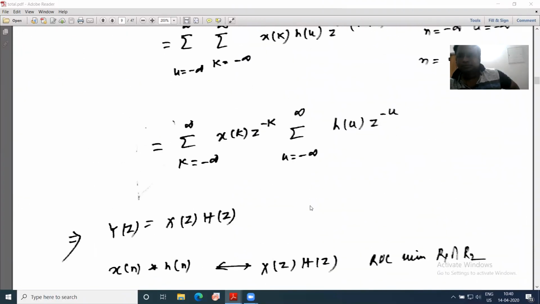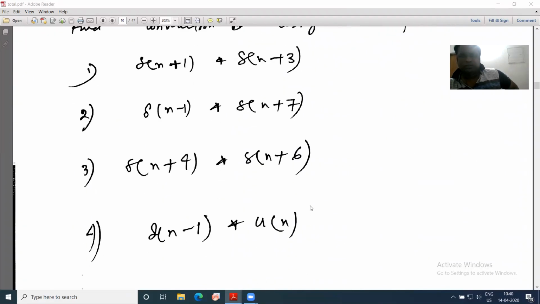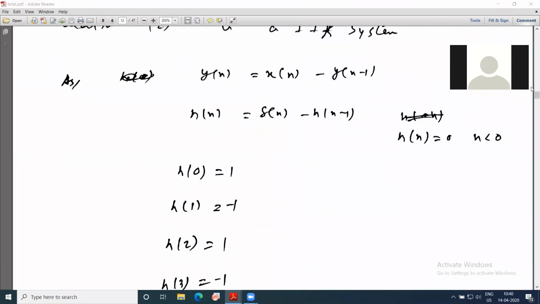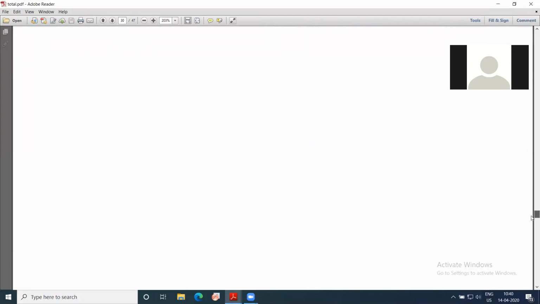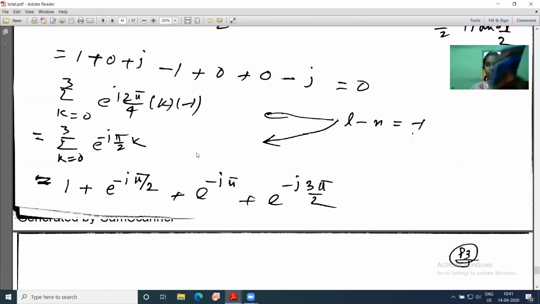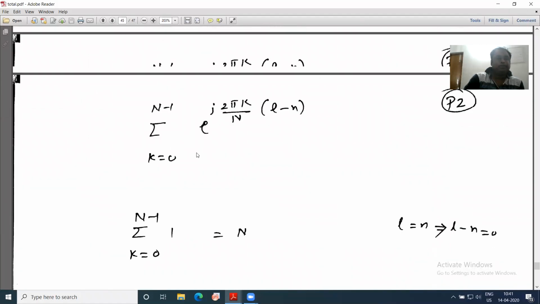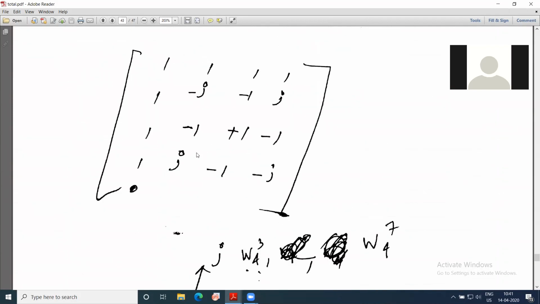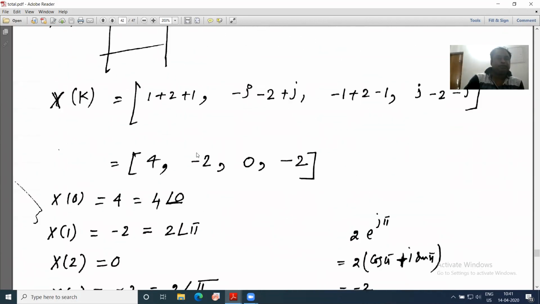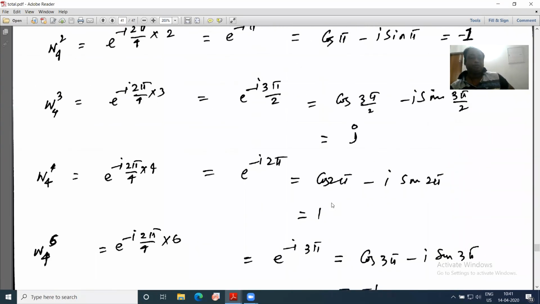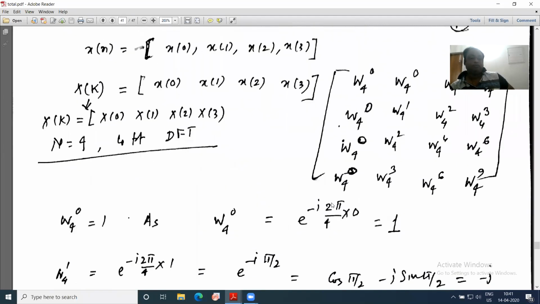Today, last class, what we were discussing. Last class we started DFT. So DFT we have discussed, right? Any doubt regarding DFT? No, sir. Fine. Now the question is: find the DFT of a 4-point signal, that is, compute the 4-point DFT.